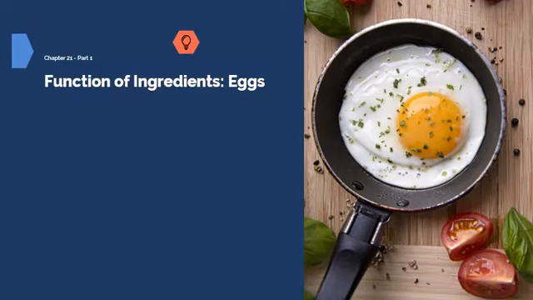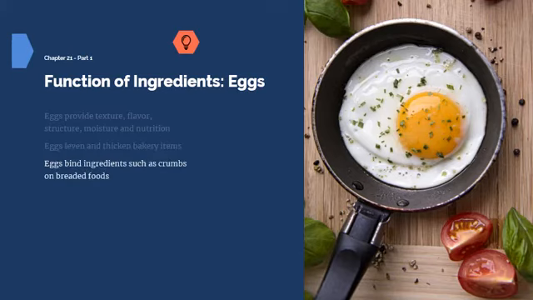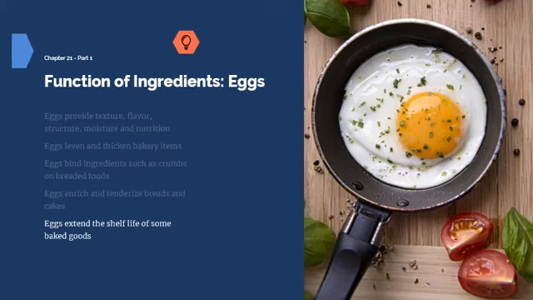So let's discuss some of the functions of eggs and what they do for menus and recipes. Eggs provide texture, they provide flavor and structure, they provide moisture and nutrition to items. Eggs leaven and thicken bakery items such as breads or quick breads, pancakes, and the like. Eggs bind ingredients such as crumbs on breaded foods. Eggs enrich and tenderize breads and cakes. And eggs extend the shelf life of some baked goods.